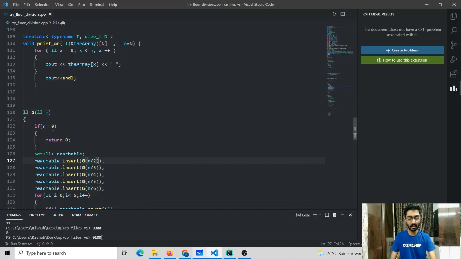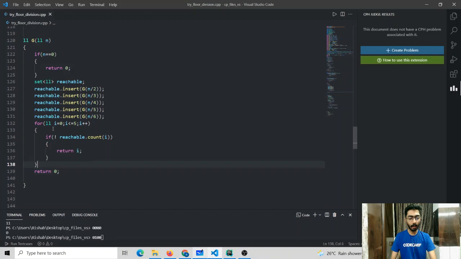We find the Grundy number of these states, and I have inserted these Grundy numbers into a set. After that I iterate from 0 and check which is the smallest number not present in this set, and that smallest number is going to be our Grundy number. So I return this Grundy number. This approach will not work for larger values of n, but will work very easily for smaller values of n.